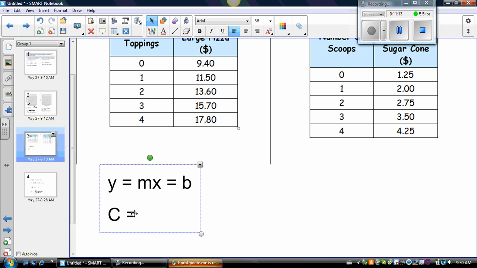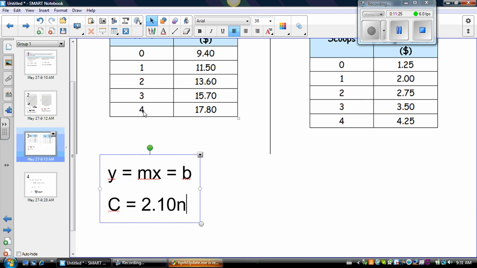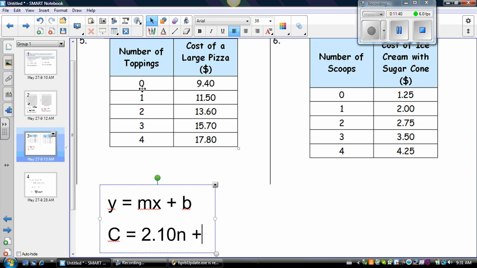Now C equals my slope, which is 2.10. Now instead of x, I'm going to use n, the number of toppings, plus, oops, I made a mistake here. That should have been plus b. So C equals 2.10n plus my initial value. My initial value in the table of values, because 0 is the number of toppings, the initial cost of the pizza is $9.40. That's without any toppings. So if you don't get any toppings, you still have to pay $9.40. So plus $9.40.